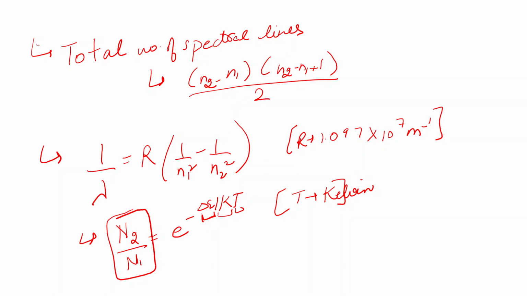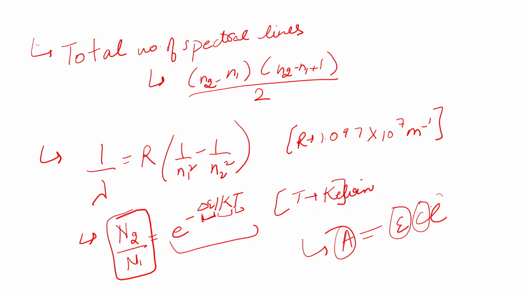Ma'am, the population of two states will be n2 by n1, the ratio, correct? Yes, that is called the population of two states, because these are the two states, the upper level and the lower level, N1 and N2 are the two states of both levels. And for the UV, like we discussed, the formula is A equals epsilon C L. A is the absorbance, epsilon is the molar extinction coefficient, C is the concentration, and L is the path length.